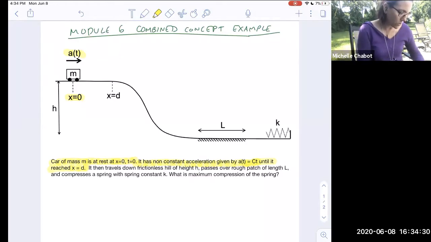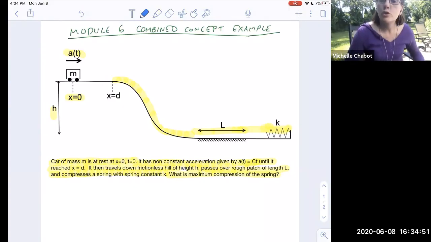After that, it's going to travel down the frictionless hill of height h, and it's going to pass over a rough patch of length L and coefficient of kinetic friction mu sub k, and it compresses a spring with spring constant k. What is the maximum compression of the spring?